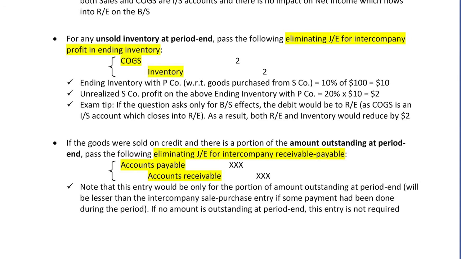Now, if you combine the journal entry for the intercompany sales purchase and the journal entry of the intercompany profit in ending inventory, you would have sales on the debit, COGS on credit, inventory on credit. And let's look at that in our example on page 20.